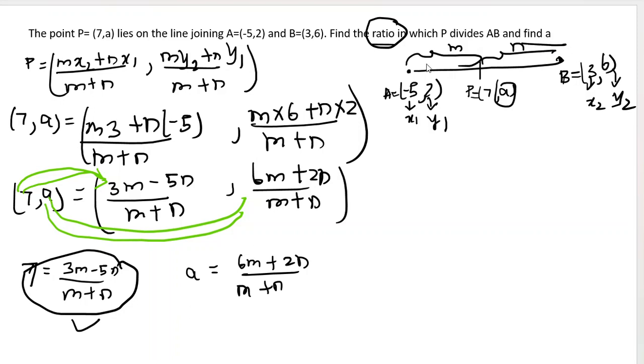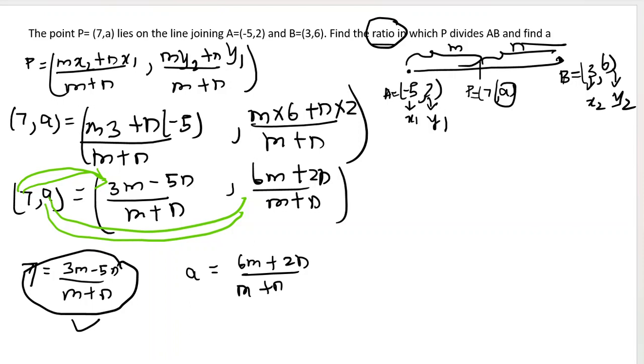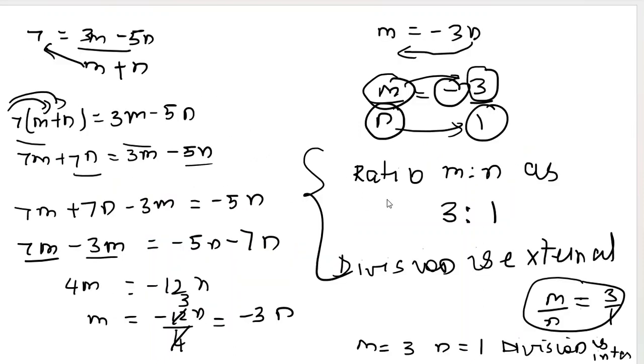Now our aim is to find A. To find A, we use this other part which we did not use till now. That is, A is equal to 6m plus 2n upon m plus n. But right now we know what our m is, we know what our n is.